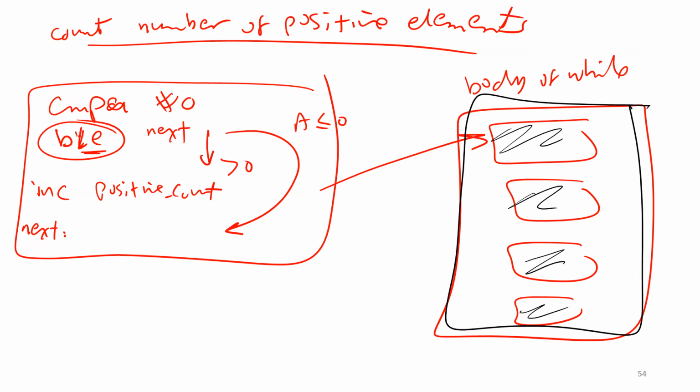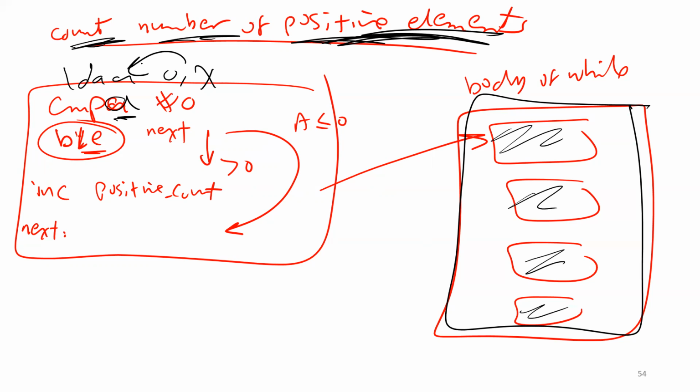For example, I want to count the number of positive elements. Yes, I can do something like that. Now, I'm going to compare A, because A is where I'm storing the element. I have to say load A 0, X, because X is going to point to the current element. Anyway, I'm going to compare A to 0. Then I'm going to say if it is less than or equal, please go to next here. If not, come here to increment a counter. I'm going to call this counter positive count.